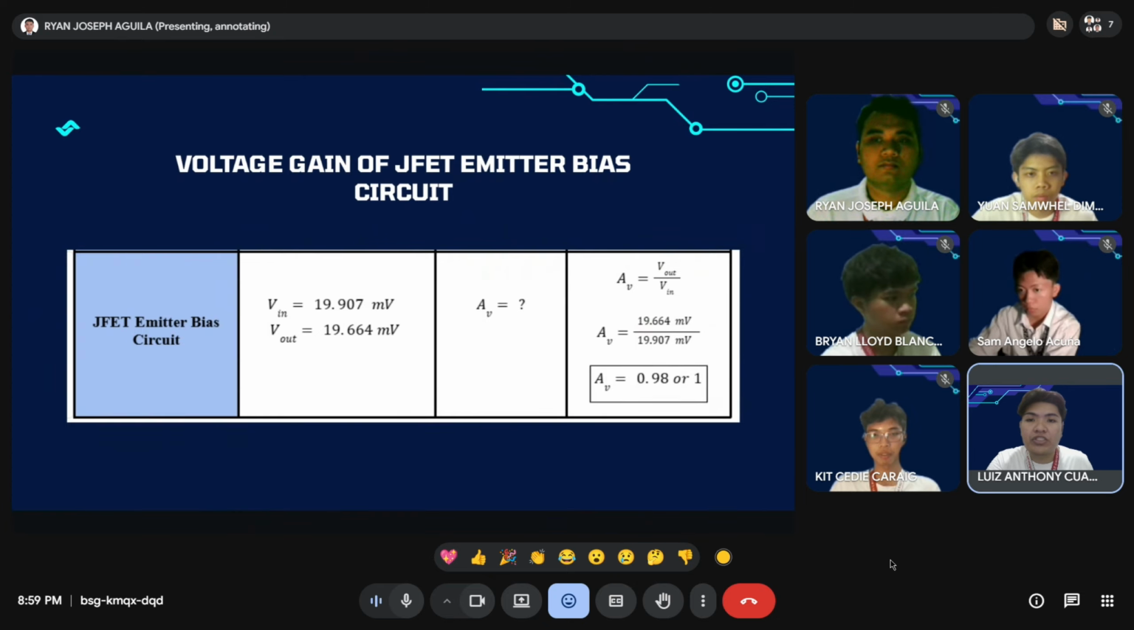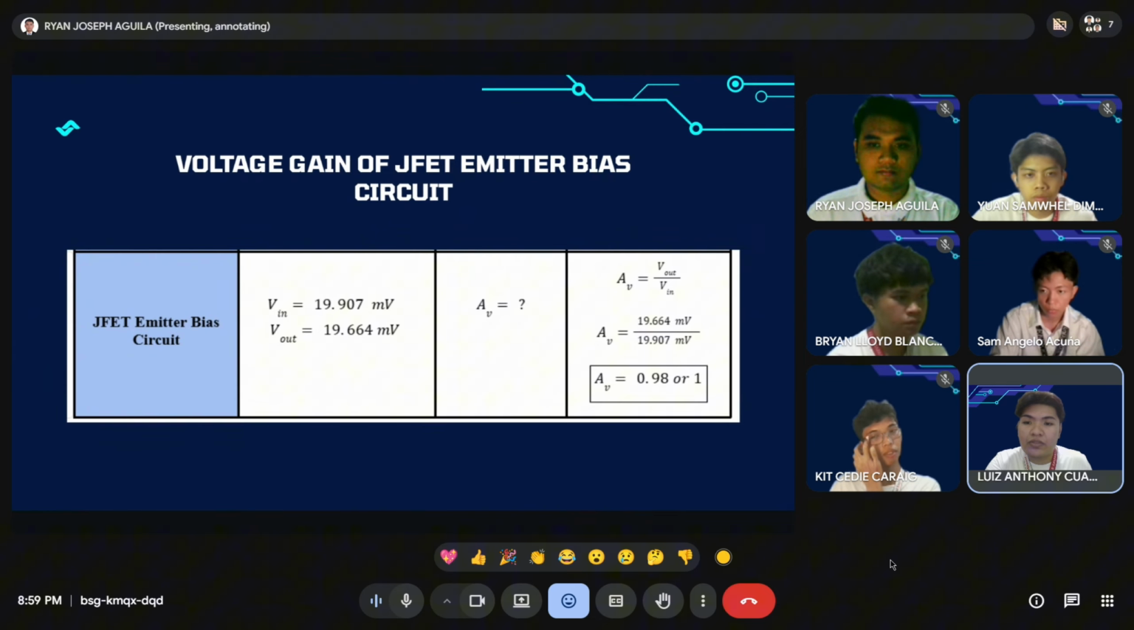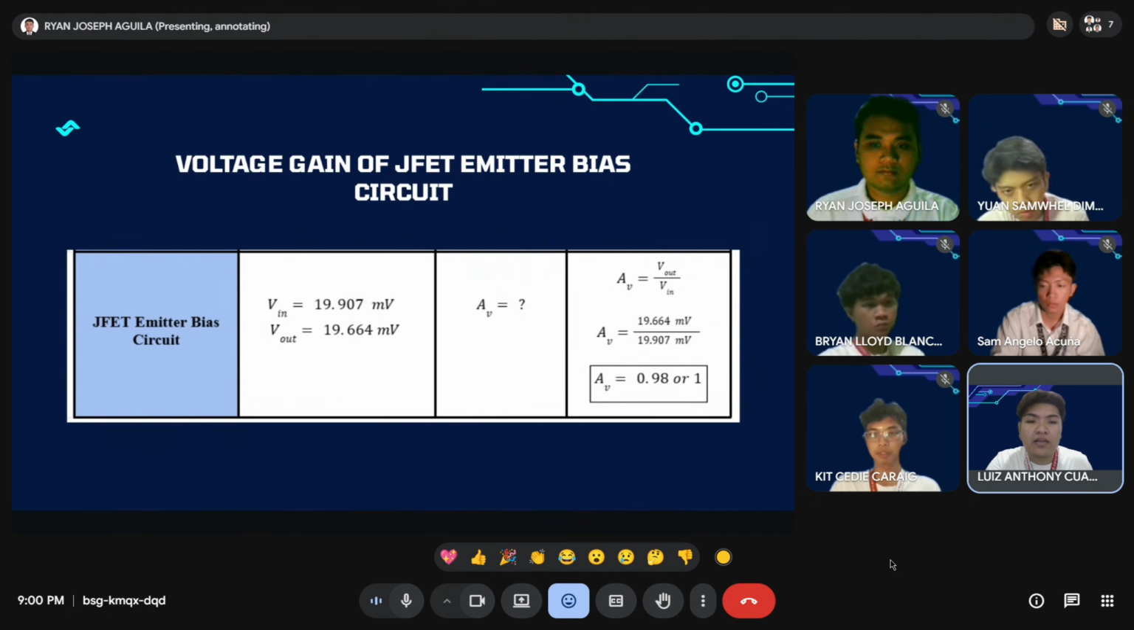And now for the voltage gain of the JFET emitter bias circuit, the given Vin is 19.907 millivolts, and the Vout or the output voltage is equal to 19.664 millivolts. Finding the voltage gain, we use the formula Av equals Vout over Vin, wherein we substitute the given, which is 19.664 millivolts over 19.907 millivolts, which results in 0.98 or 1 voltage gain.